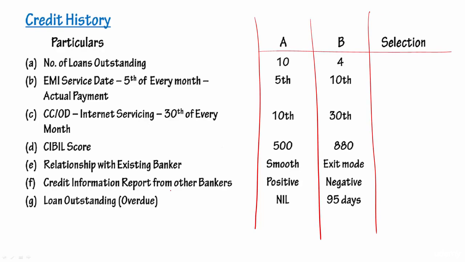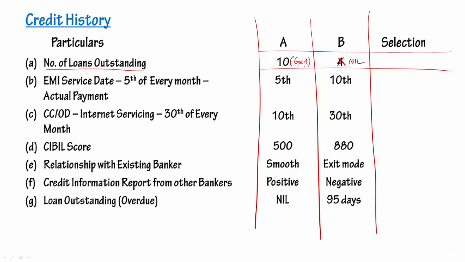Let's say two customers are approaching the bank, and let's look at the number of loans outstanding for both. Customer A has 10 loans, customer B has 4 loans. Or let's say customer B has nil loans, no loan outstanding, no loan taken in the past. In which customer will the banker be more comfortable? Probably with A, the banker can have a high degree of confidence, provided all the 10 loans are in good condition.